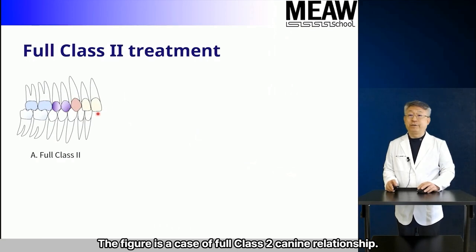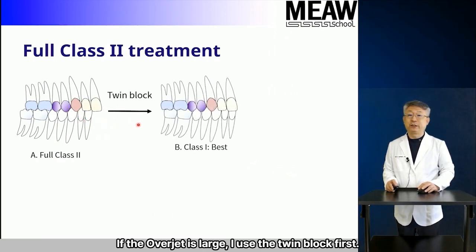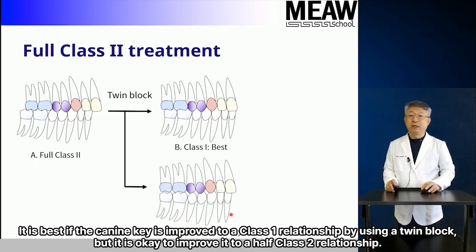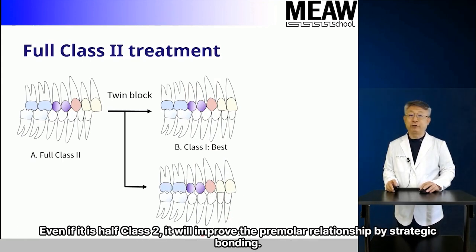The figure is a case of full class 2 canine relationship. If the overjet is large, I use the twin block first. It is best if the canine key is improved to a class 1 relationship by using a twin block, but it is okay to improve it to a half class 2 relationship. Even if it is half class 2, it will improve the premolar relationship by strategic bonding.